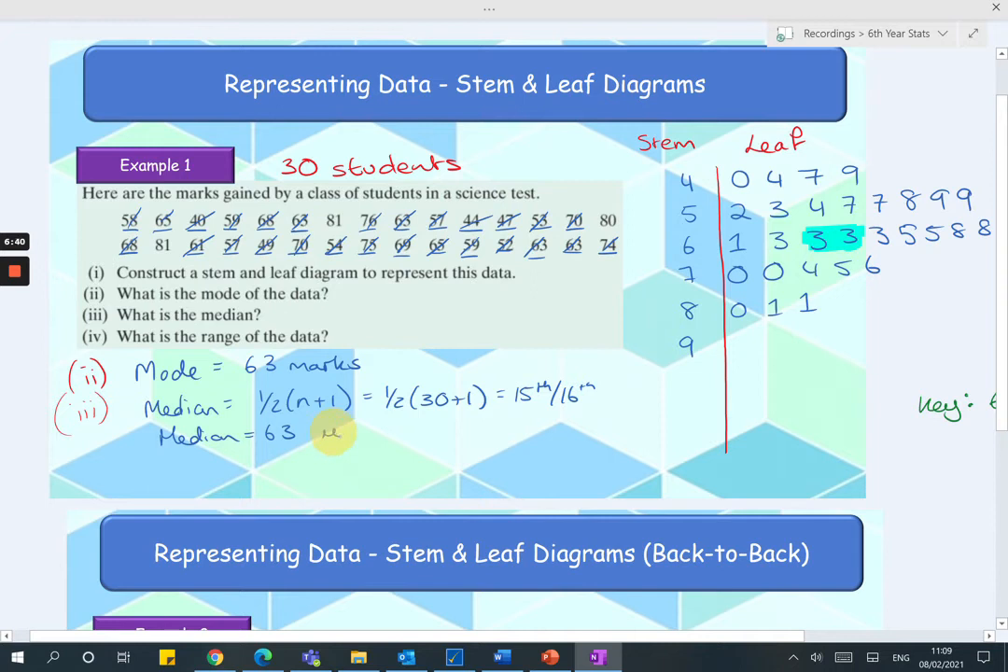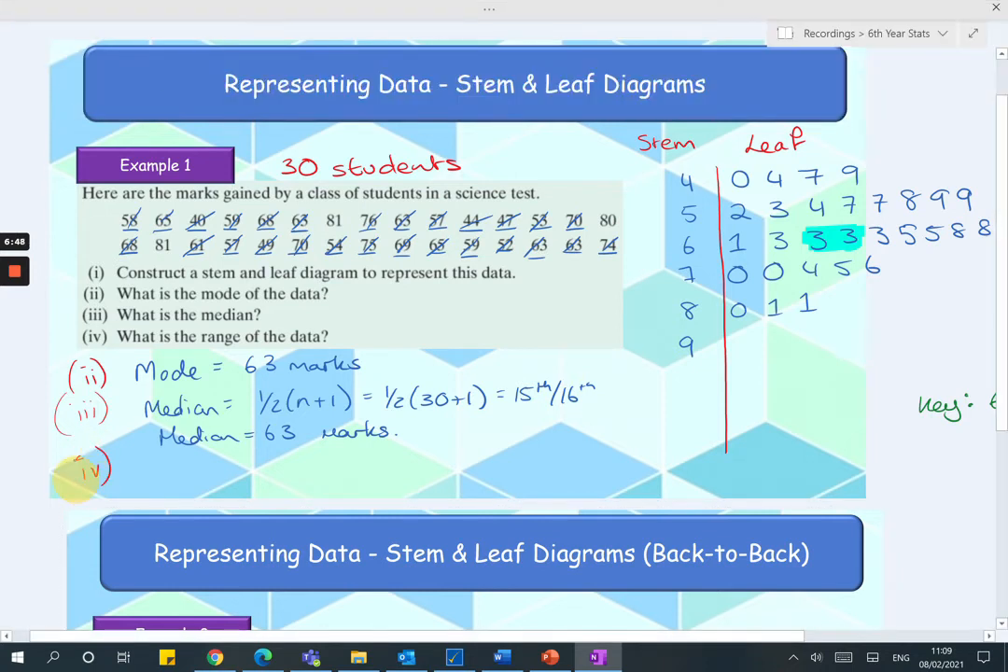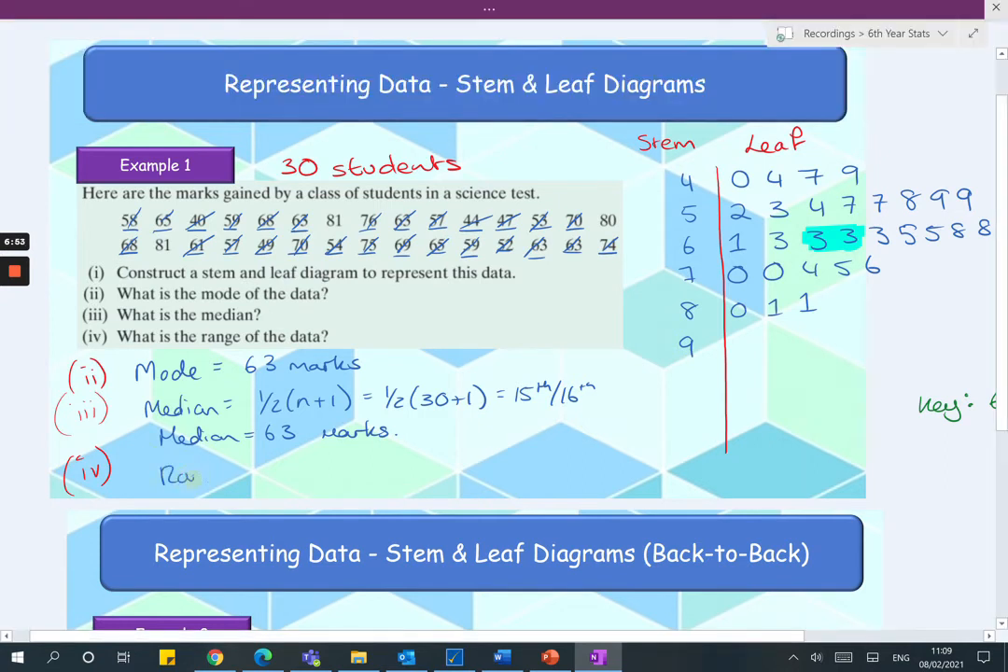The last one says to find my range. My range I know is the biggest minus the smallest. So now I'm going to add that in, and I always make sure to write out what I'm doing as I'm doing it to get as many marks as possible. So the range we know is the biggest value, take away the smallest value.